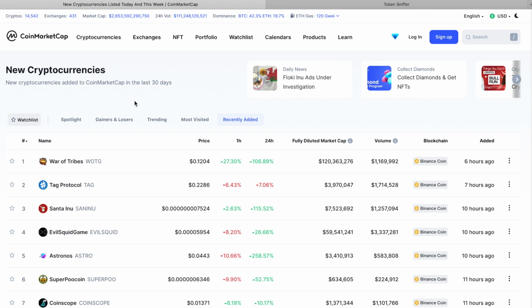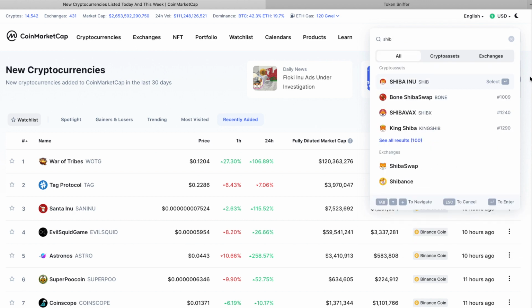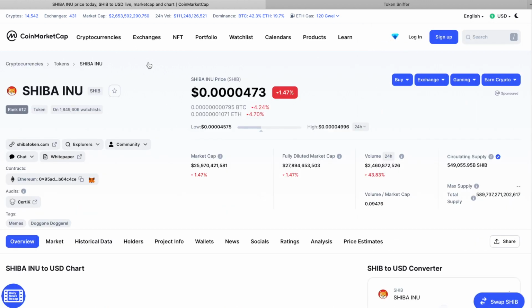For the first example, let's say we're going to go on a popular coin. So we're going to go for Shiba Inu. We go on the Shiba Inu coin. As we can see here, we have a contract address. Now, what we want to do is copy this address.